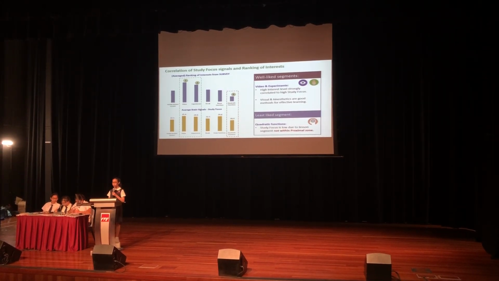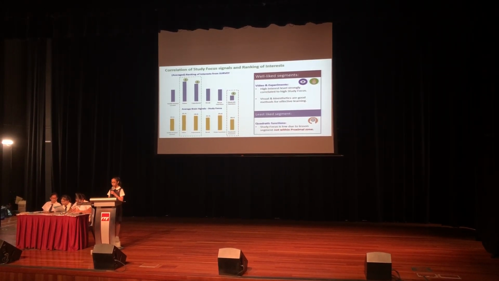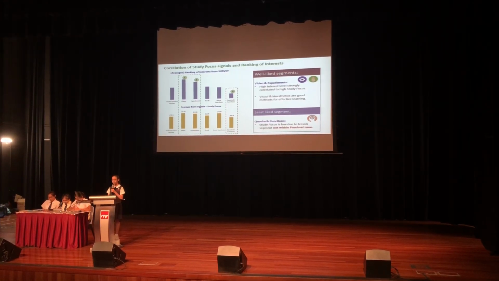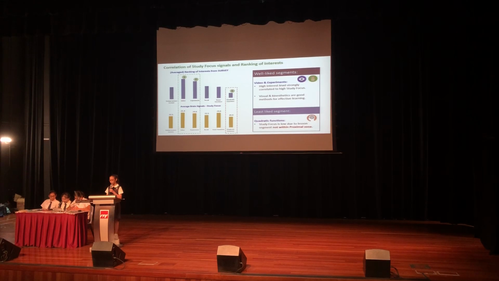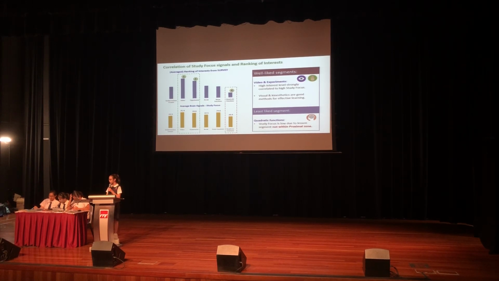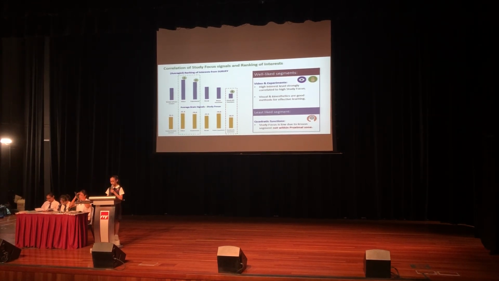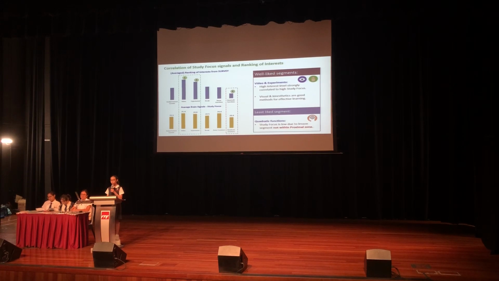These are the average brain signals for study focus. It is interesting to note that there is a strong correlation between the interest levels and the study focus, as the high study focus matched the high interest levels for the video and experiment, whereas the low interest level for the quadratic functions resulted in low study focus. This may imply that visual and kinesthetics are good methods for effective learning, while setting lessons beyond students' proximal zone may cause them to lose focus quickly.